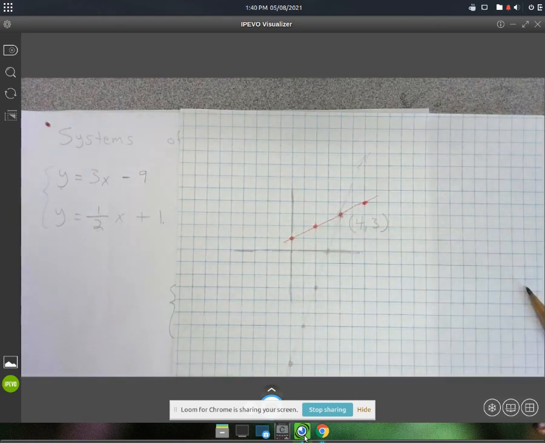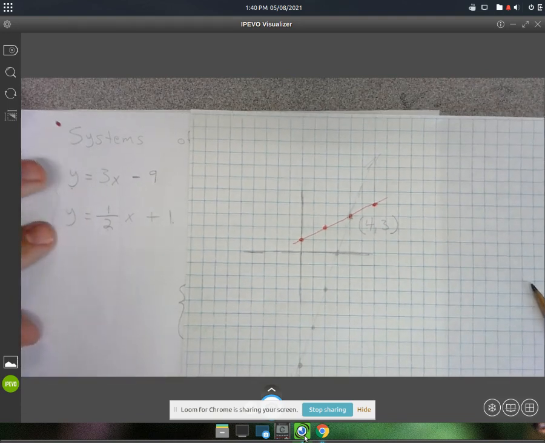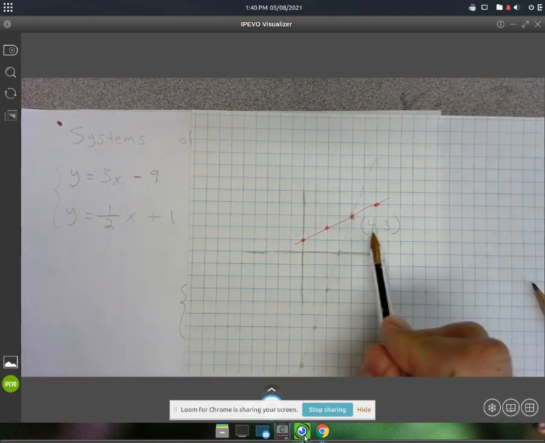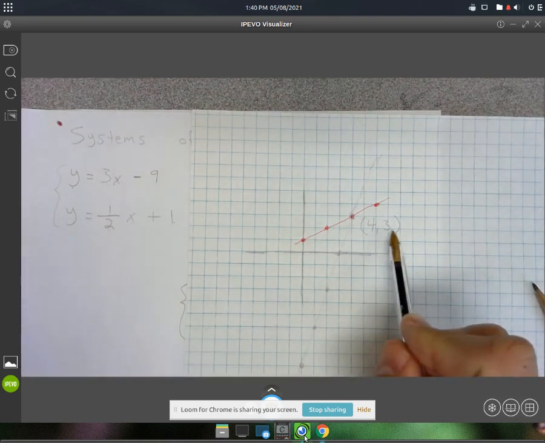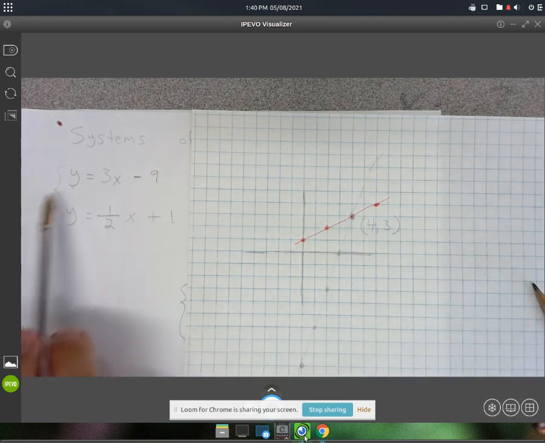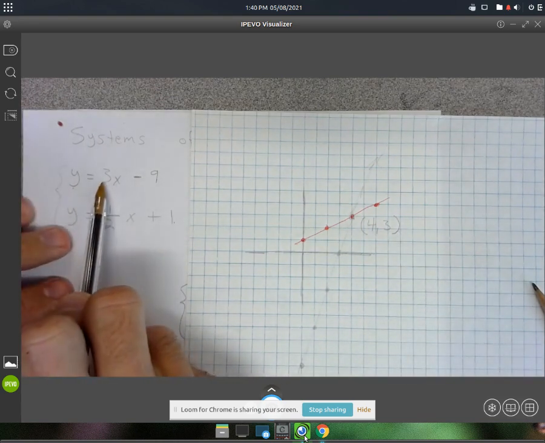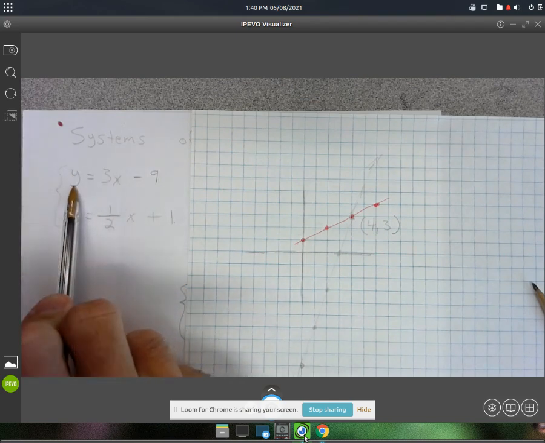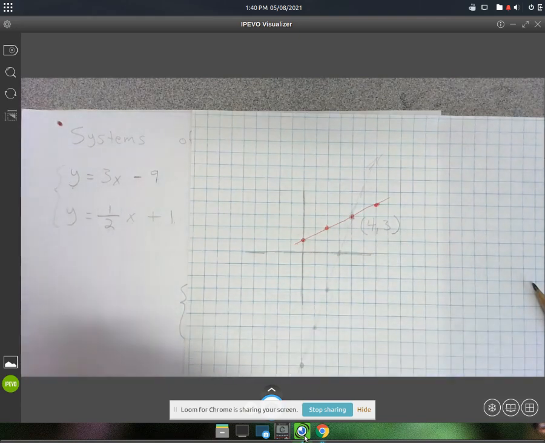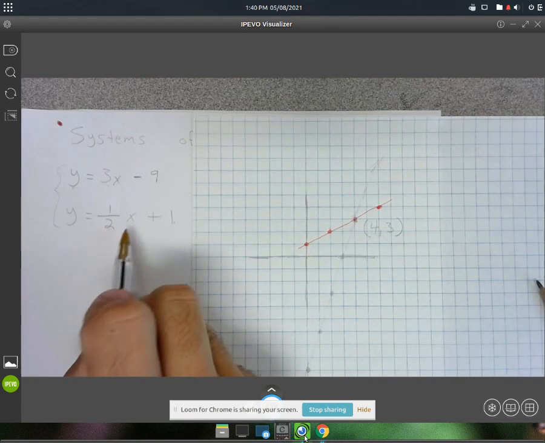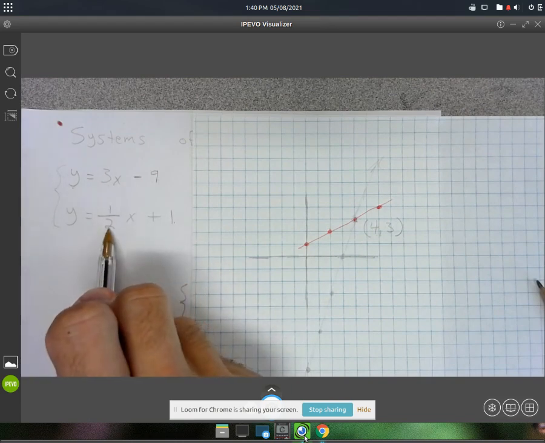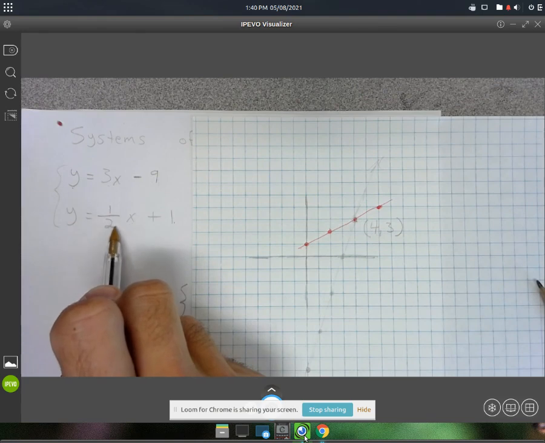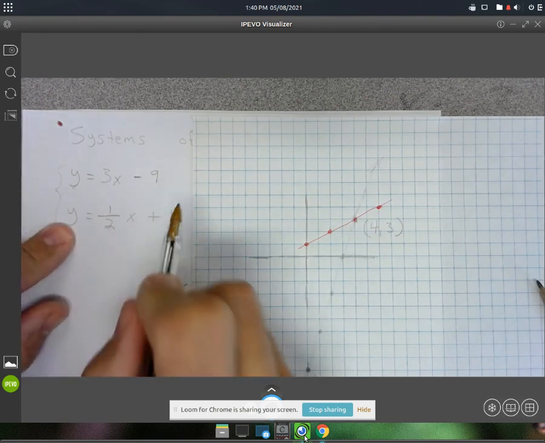Cool. Now once you find your answers, you actually want to plug them into the equations to check your solutions. So I'm going to plug in 4 for x and 3 for y on both of these, just to make sure it satisfies each equation. 3 times 4 is 12. 12 minus 9 does give me a 3 back for my y value. And then 4 for x: 4 times 1/2 is equal to 2. And then 2 plus 1 does equal a 3 for y. Very good. Not too bad.